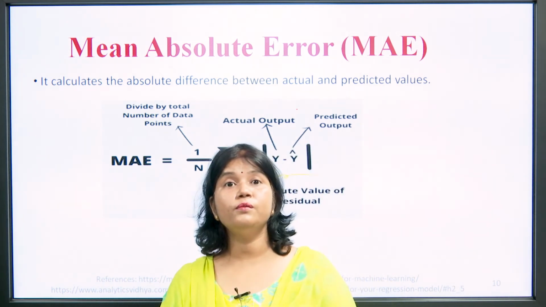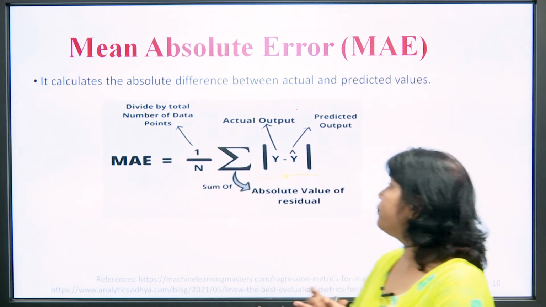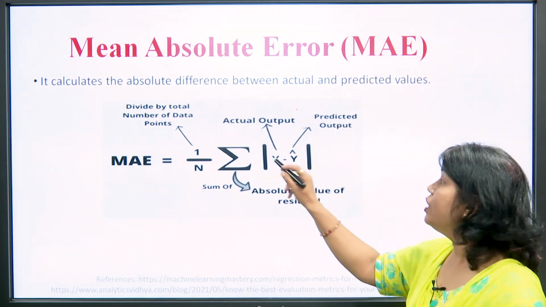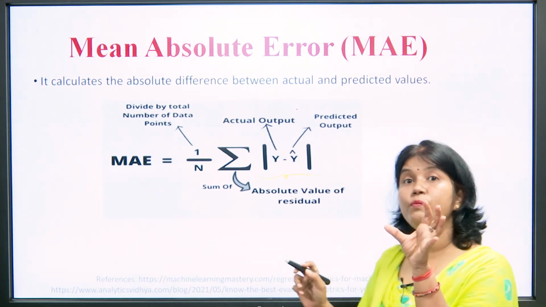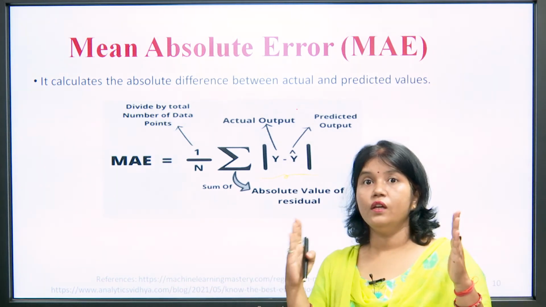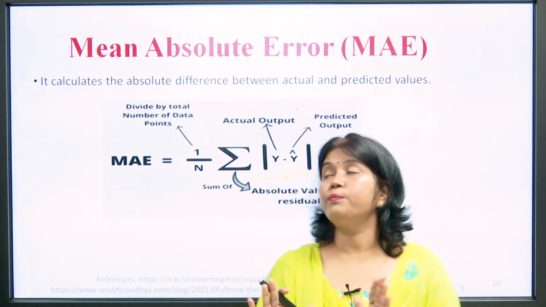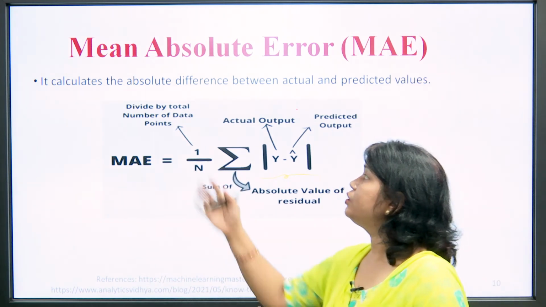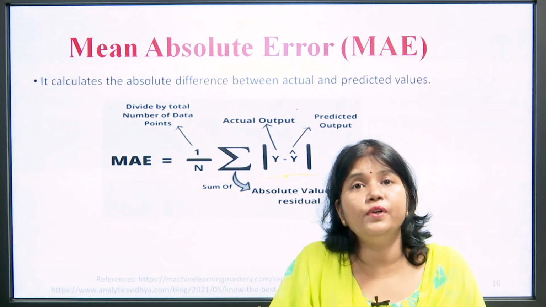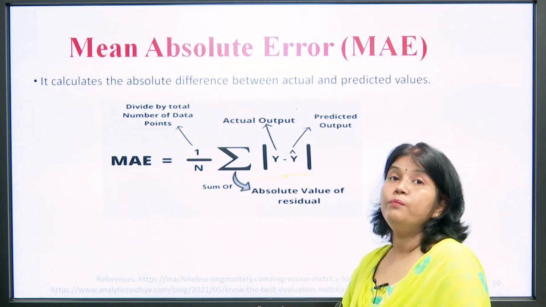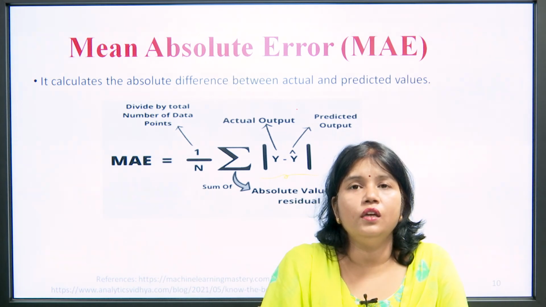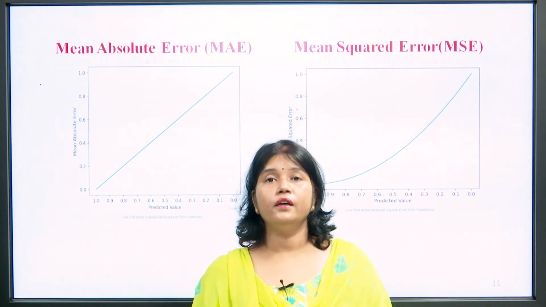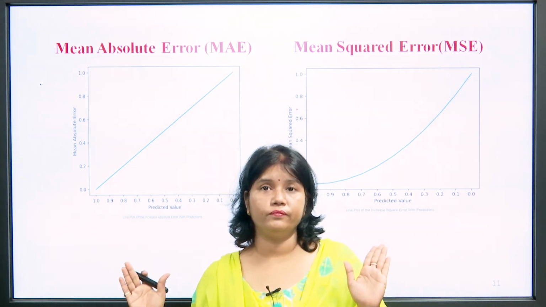So, mean absolute error is basically that you take the base value, that is the actual output, and the predicted output, and take the mod of that. Mod means no minus, no plus, you just take the final result, and finally you divide by the total number of data points, the total number of data samples, then you are able to find the mean absolute error. Okay. You can see with this diagram.